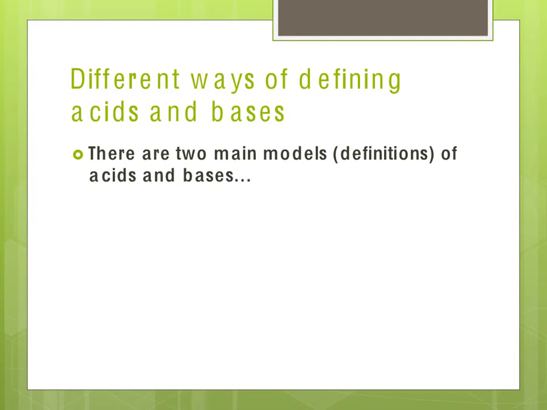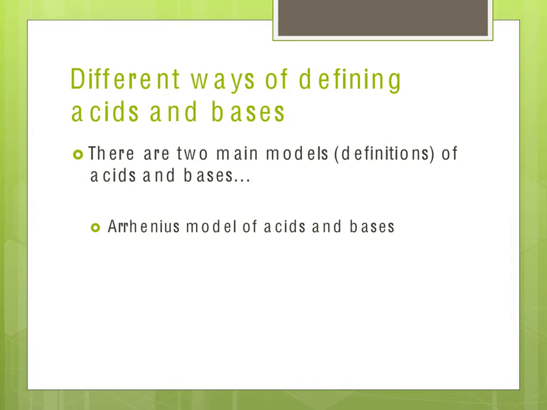There are actually two main ways of defining acids and bases, different models or definitions. The first of those is called the Arrhenius model of acids and bases. The other is known as the Bronsted-Lowry model. We're going to talk about both of these models in depth over the next couple of minutes. One is better than the other for certain situations, and the other is better for other situations. They both have their good points and their bad points, so buckle up. We're going to have fun.